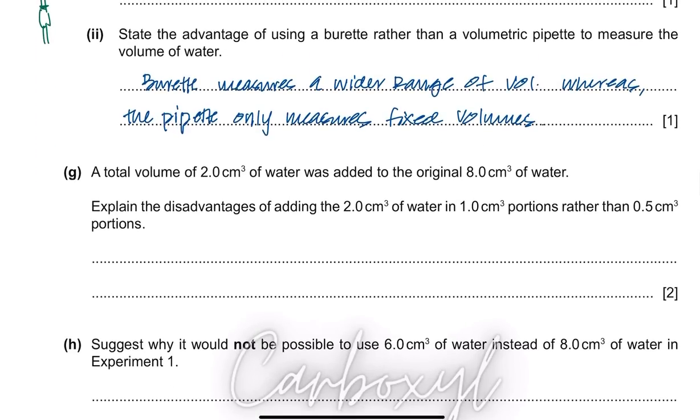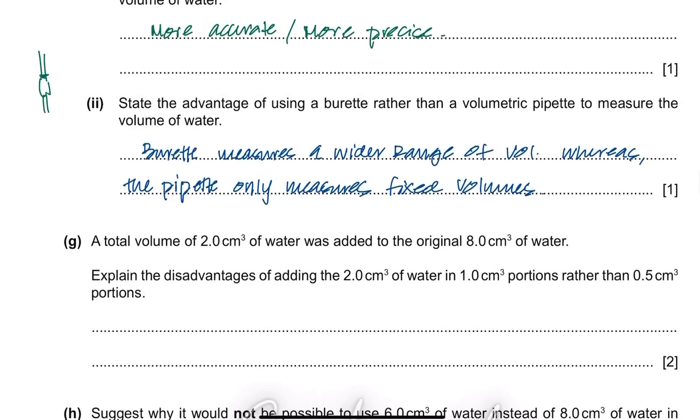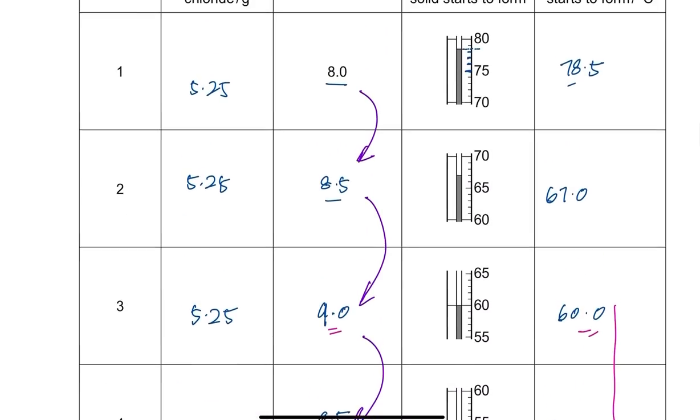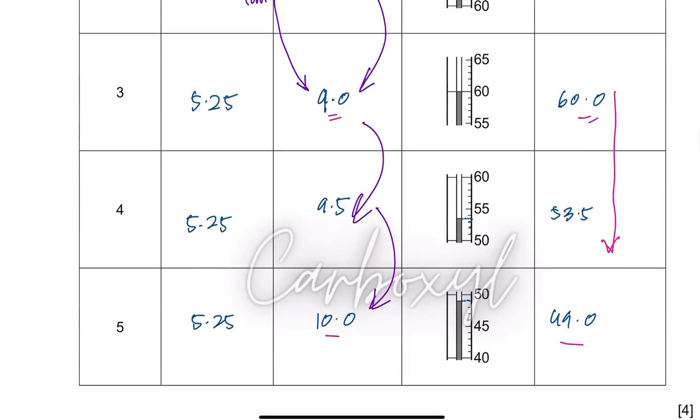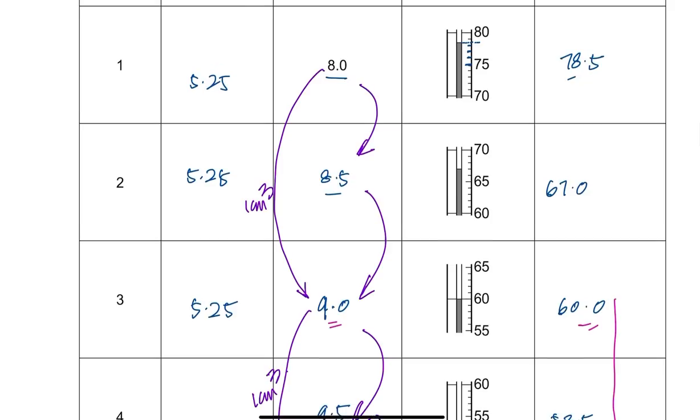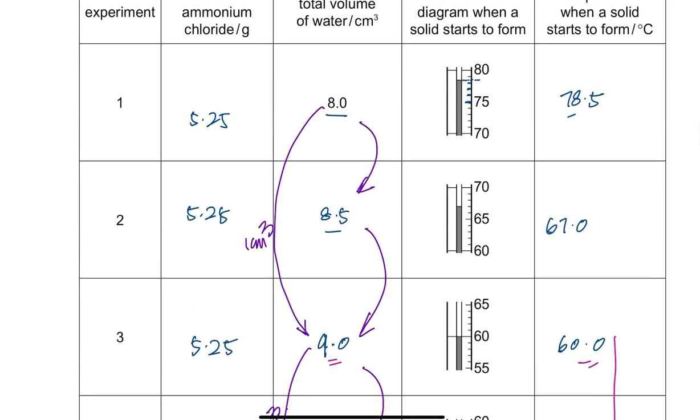And now he's saying ki explain the disadvantage of adding the 2 cm³ of water in 1 cm³ proportions rather than 0.5 portions. So it's saying ki acha aap basically aise bataye ki 8 se bajaye ki aap 0.5 add kare, aap 8 mein direct 1 add kar de, you will have one more data, and then isme ek aur add kar de, so you will have the second data. The problem with that would be that you end up with fewer data points, you end up with fewer results, and that actually results in a poorer graph.